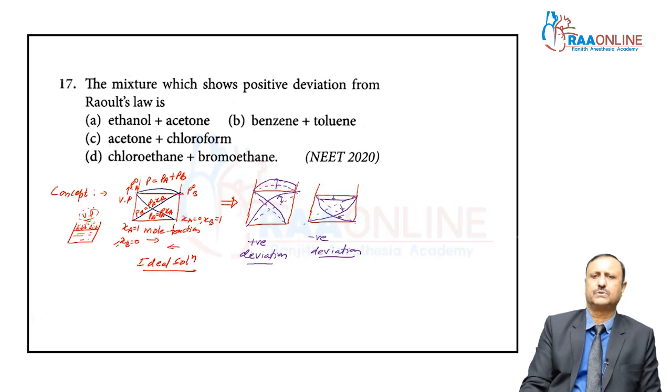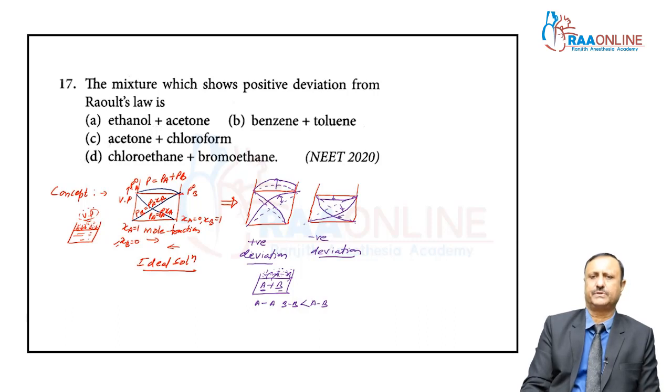Now, my dear students, in positive deviation, the vapor pressure of the solution increases when you add A plus B solution. Vapor pressure is increasing. Why does this vapor pressure increase, my dear students? It means intermolecular forces are greater in the pure A and pure B solutions. But when we add the two molecules A and B, intermolecular forces are less. So these molecules go into the vapor form, and vapor pressure increases. In this way, when vapor pressure increases, you get this type of graph.